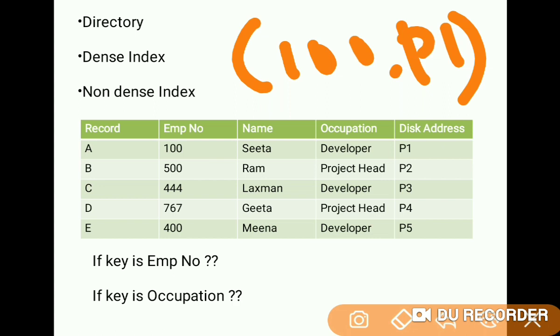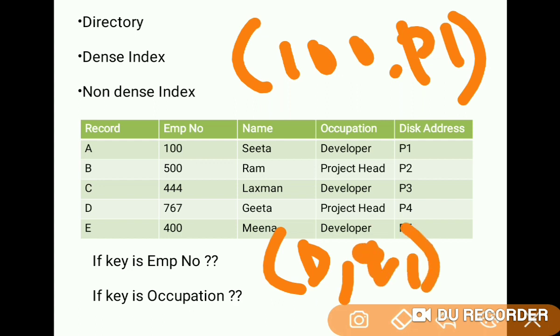Now let's take one more example. If I consider the key as occupation, so what is occupation? Developer or project head. There are two occupations considered in this particular table. Okay, so if I consider occupation as key, then what will be my index? Suppose let's consider the disk address as Q1. Okay, so how it will be written like index? It will be written like developer comma P1. Sorry, Q we have considered now. So Q1.